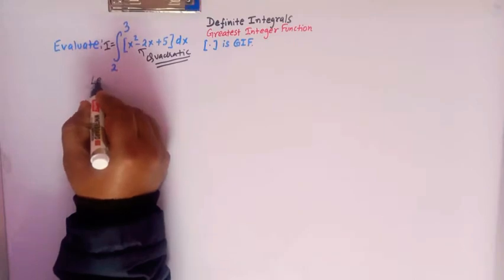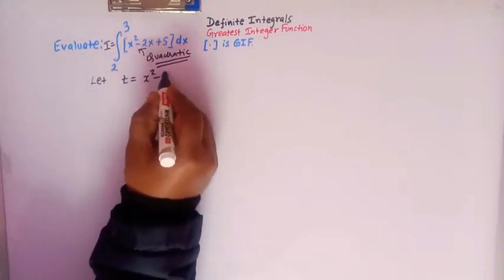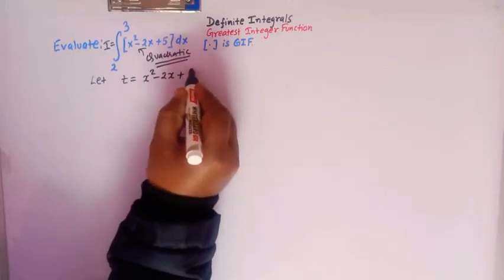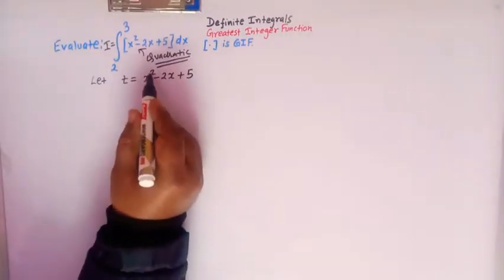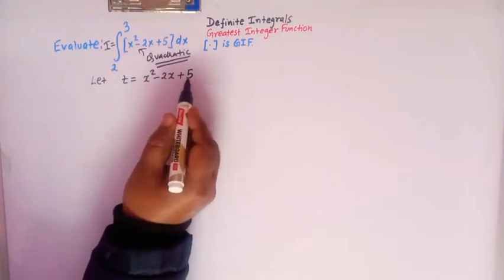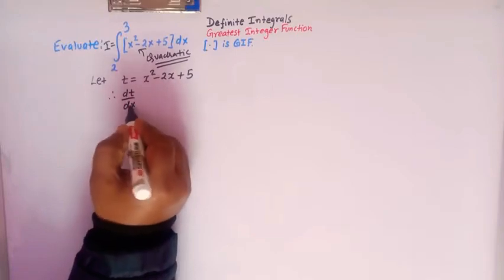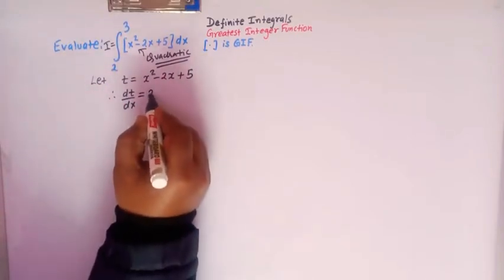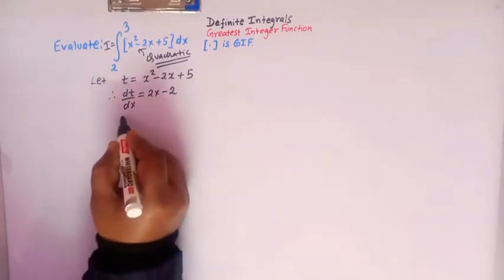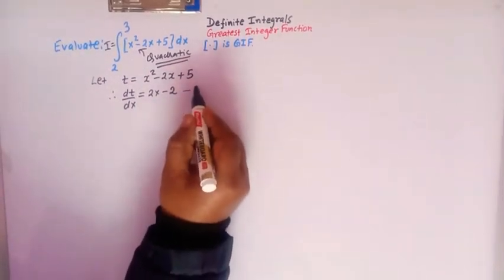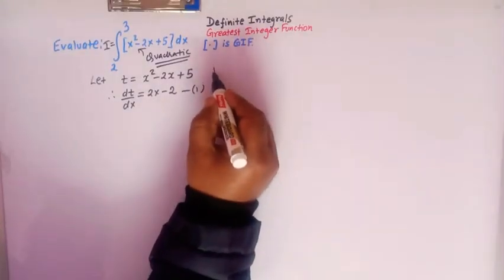So let us take t is equal to x square minus 2x plus 5. Now when t is equal to x square minus 2x plus 5, then obviously dt over dx is equal to 2x minus 2. So now this is our first equation.